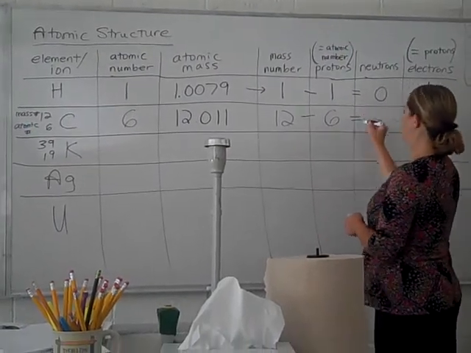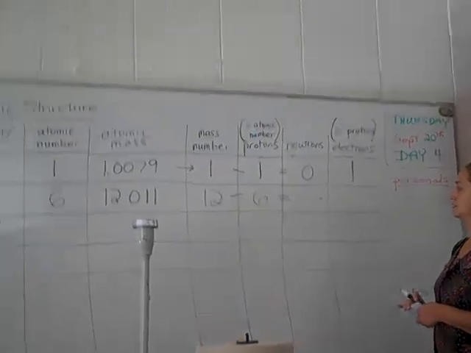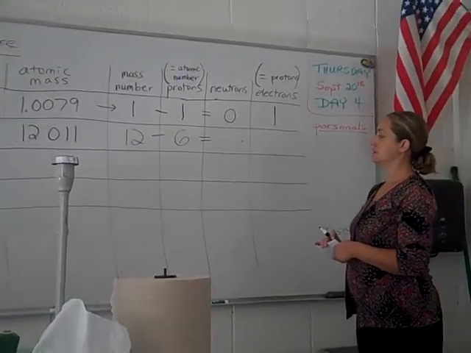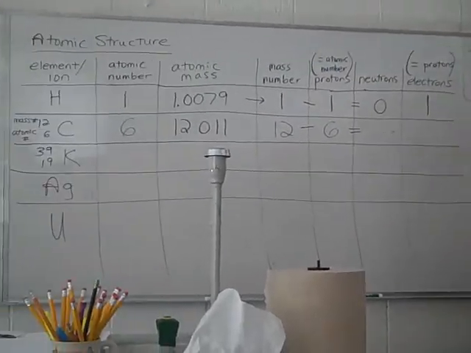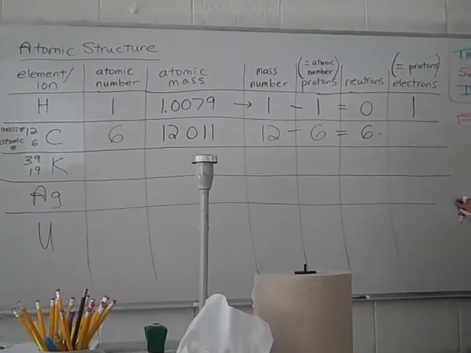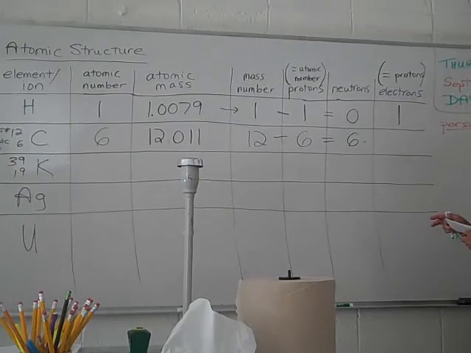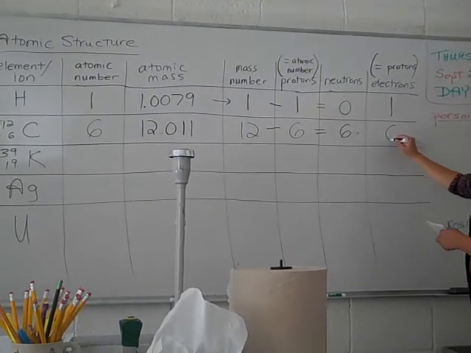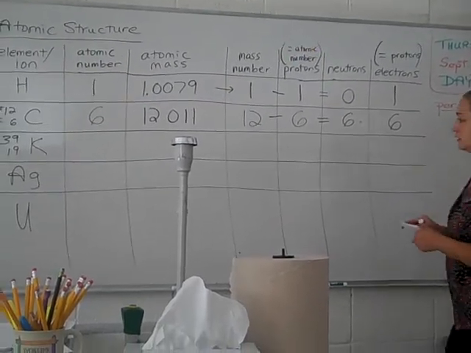Mike, how about the number of neutrons? 18. Subtracting. So add them together? Oh, so you subtract them. Okay, 6. Yep. All right. And then number of electrons? Jackie? 6. Yep. Okay, same as the protons.